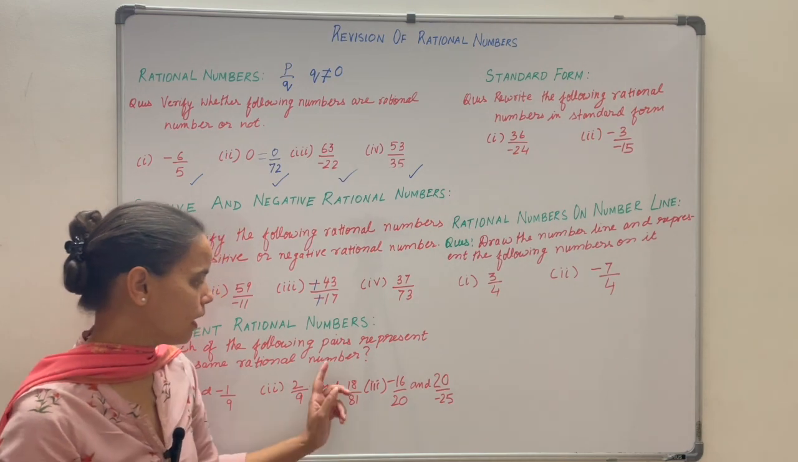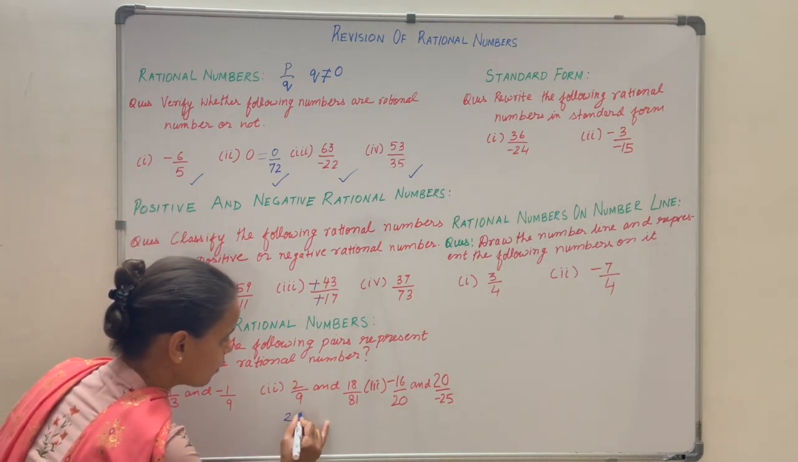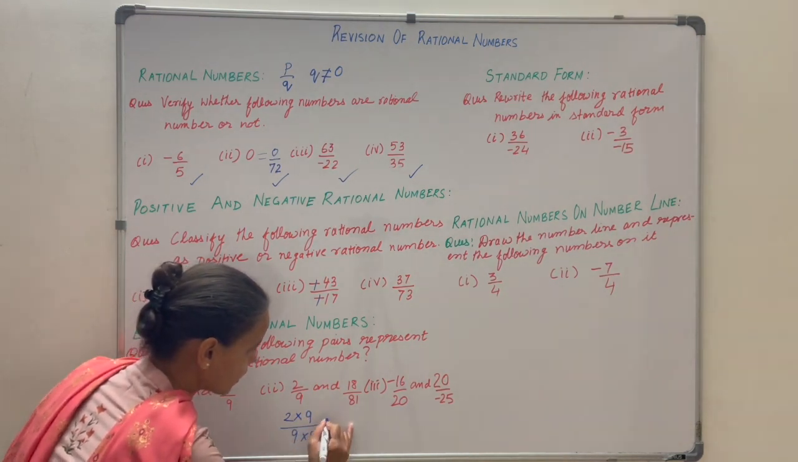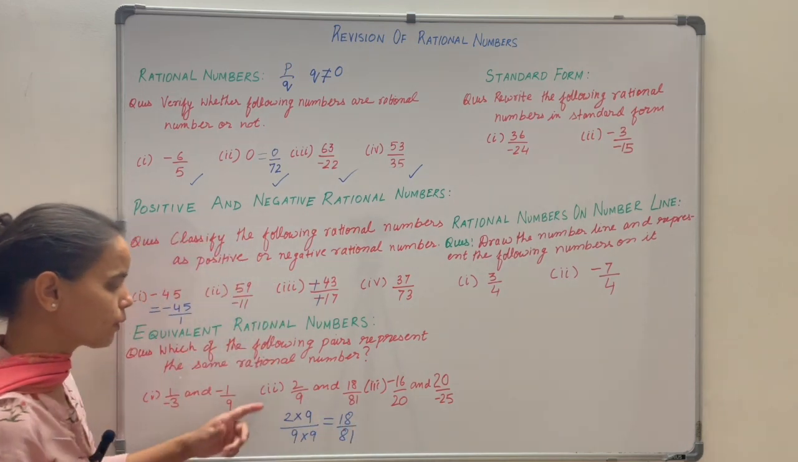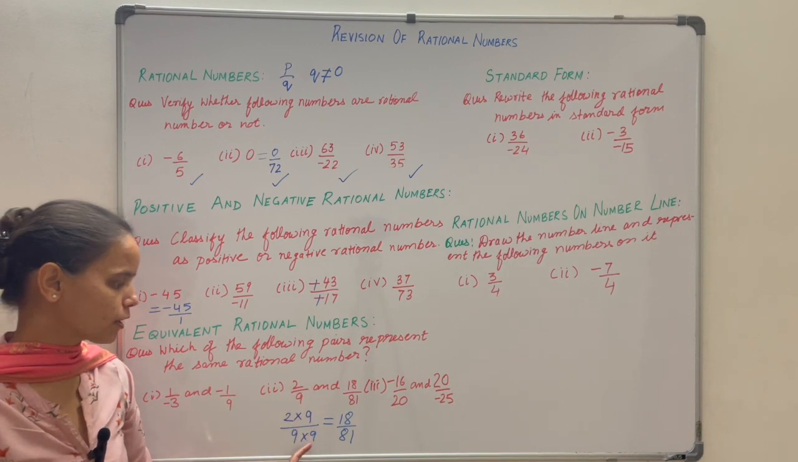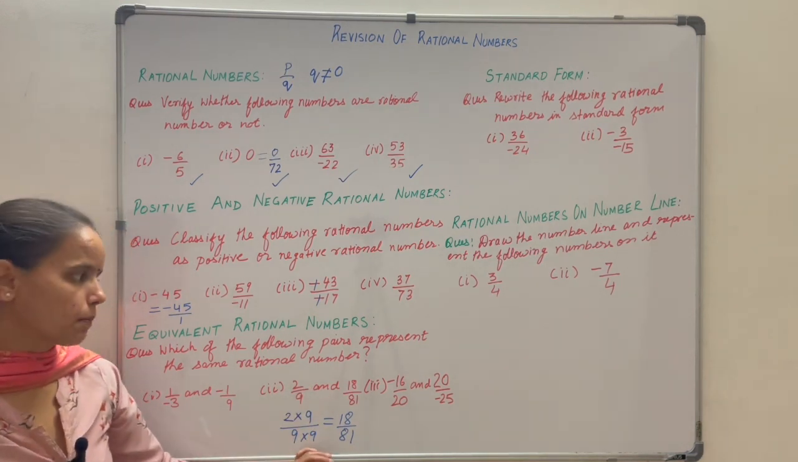2 upon 9 and 18 upon 81. So if you multiply here both numerator and denominator by 9, you get 18 upon 81. So you got the equivalent rational number here by multiplying both numerator and denominator by 9. So they are the same rational numbers.